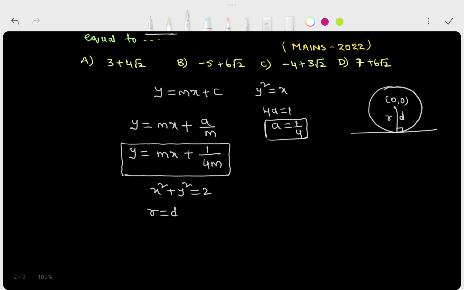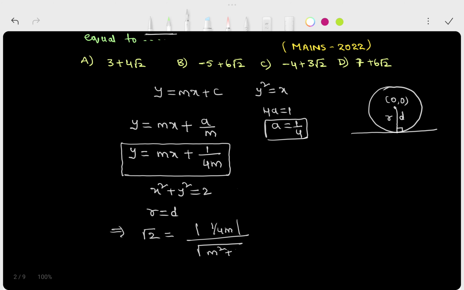If you apply in this value, the radius will be root 2. What is the circle equation? X square plus y square is equal to 2. So r square value is 2, then r is equal to root 2. And the perpendicular distance from the center. What is the center of this circle? 0, 0. So the modulus of this value will be 1 by 4m, whole divided by root over m square plus 1.